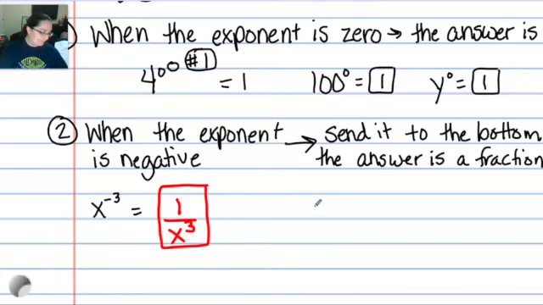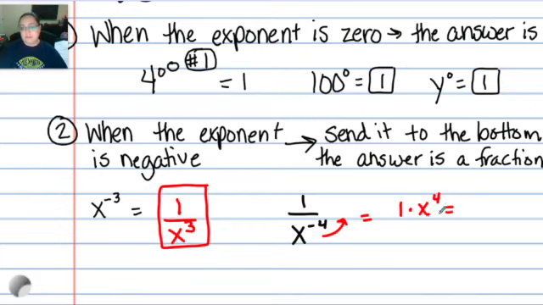Okay, let's go over another one. Let's say, for example, you have 1 over x to the negative 4th power. Okay, so here, instead of sending it to the bottom, it's already there in the denominator. You're actually going to send it to the numerator. So all of this is going to go up here. So we're going to send this up. So it becomes 1 times x to the 4th power. Now the exponent becomes a positive, and then we're going to multiply. So 1 times x to the 4th power is just x to the 4th power, and this is our final answer. Okay.